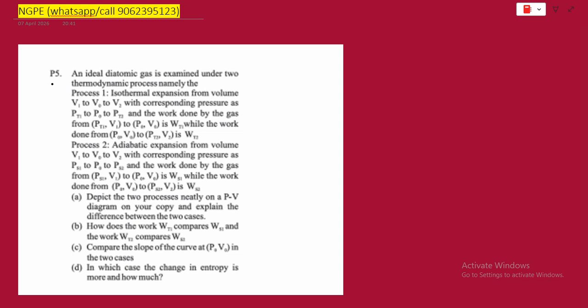And process 2 is the adiabatic, where the gas expands but there is no heat exchange. Okay, so it's the social distancing of thermodynamics, no heat in and no heat out. Both start at volume V1 and end at volume V2, passing through a middle point V0. Okay, now look at our PV diagram.